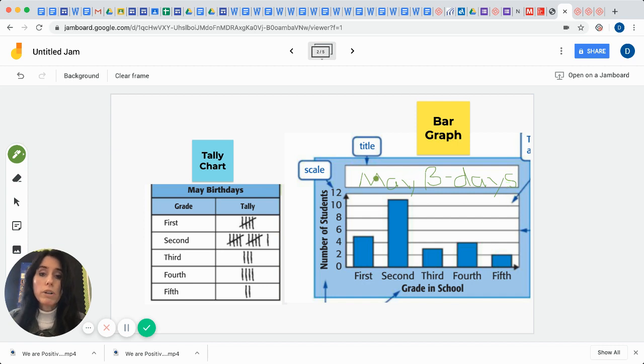Okay, now we're official. So we have the title and we have our data recorded. Let's double check and make sure that the student that completed this did it right. So we can see the information recorded here. This is called a vertical bar graph. The bars are going up. So let's start here in first grade.